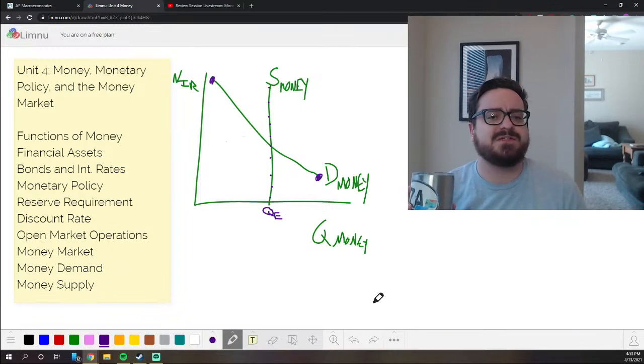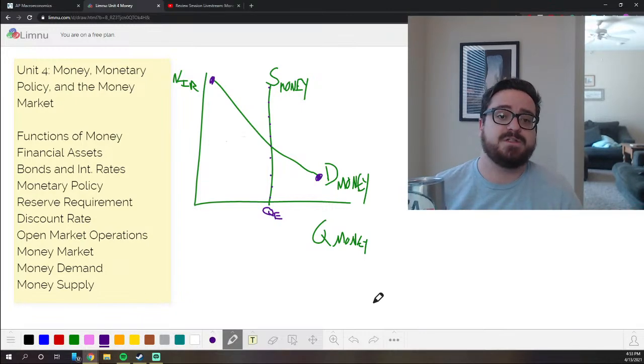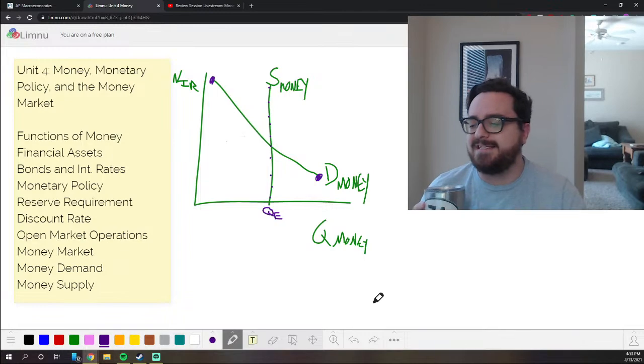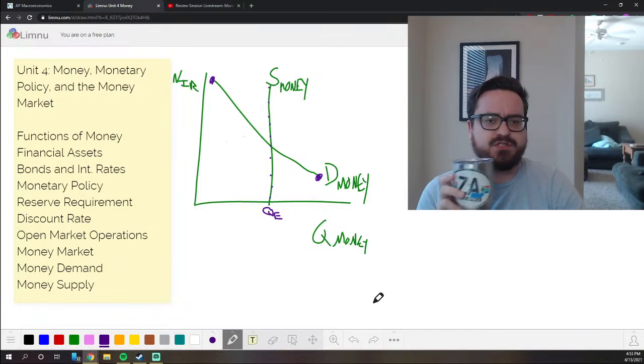Last one's technology. Some things like credit cards made the demand for money go down. ATMs made the demand for money go up because people could get cash easier, stuff like that. It's super specific technology for the last shifter.